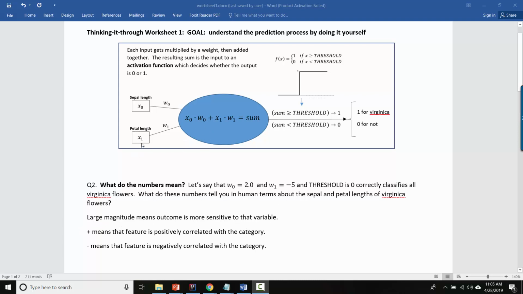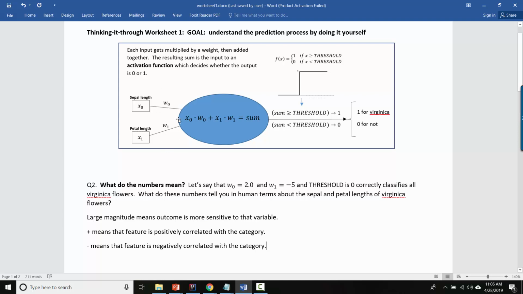So a small change in the petal length is going to have a larger effect on the sum than a small change in sepal length, because it's being multiplied by a bigger magnitude weight. But a positive weight means that that feature is positively correlated with the category, or that the category that we're trying to classify is more predicted by larger values in that feature. But a negative weight means that the category is negatively correlated with that feature. So I was just trying to help you develop some more human ways of thinking about what's really happening with all of these numbers.